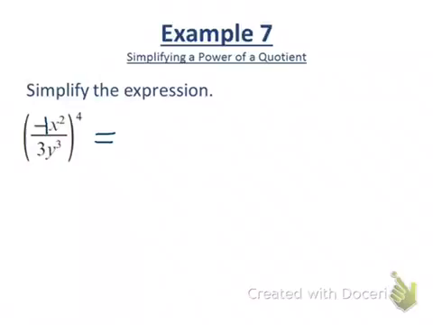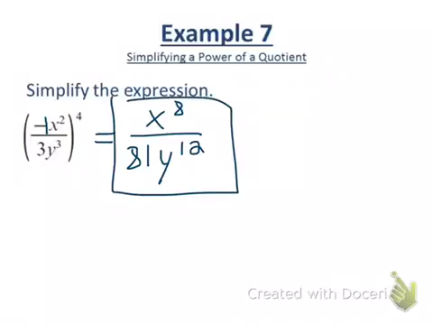+1. It's an even number of negative signs, so it's going to be +1 x to the 8th over, what's 3 to the 4th? 81 y to the 12th, right? Now we have to make sure nothing can be simplified, and it can't. That's what we come up with.